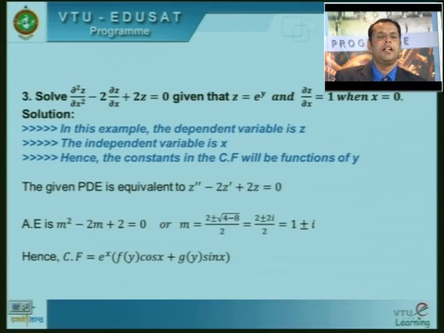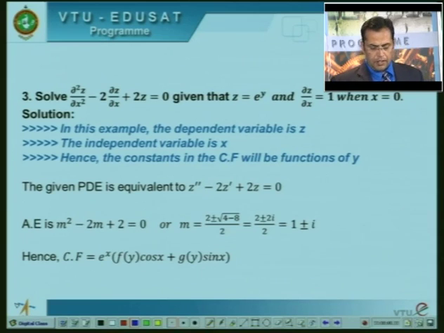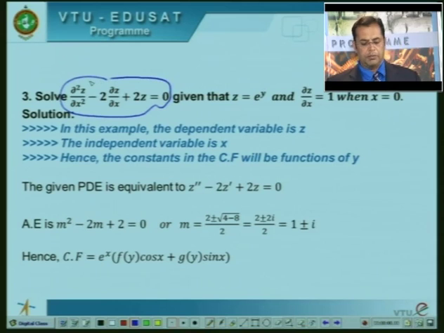Now, let us illustrate an example with complex roots. In the first example, the real part was 0, but here you will see a root where you have both the real as well as the imaginary parts. So, solve the PDE: dou square z by dou x square minus 2 dou z by dou x plus 2z equal to 0.